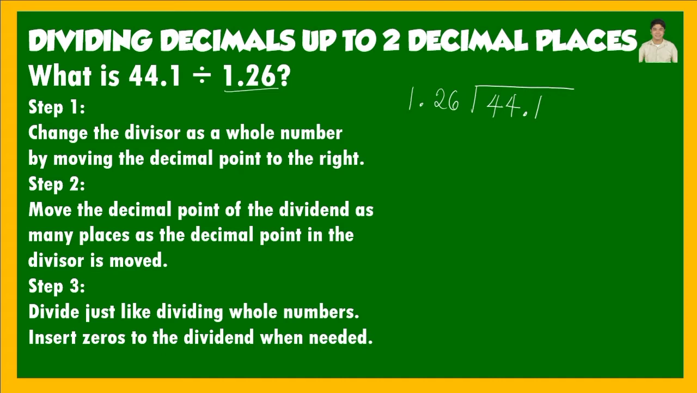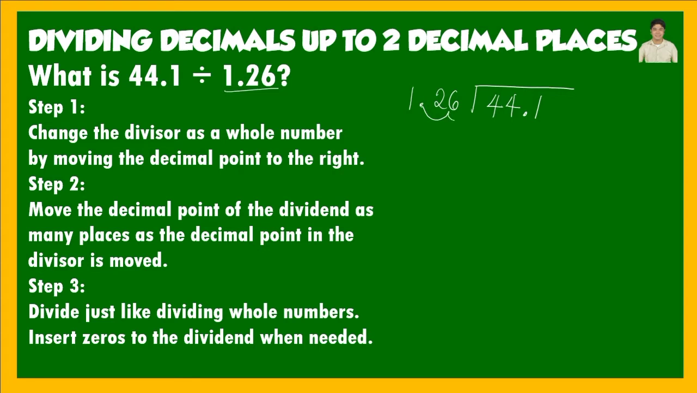Okay. So, ngayon, step 1, change the divisor as a whole number by moving the decimal point to the right. So, mag-move tayo ng 2 decimal places to the right para maging whole number. Hindi lang po dapat isa, dahil kapag isa lang, hindi po siya magiging whole number. Say, for example, magiging 12.6 siya. Decimal number pa rin siya.